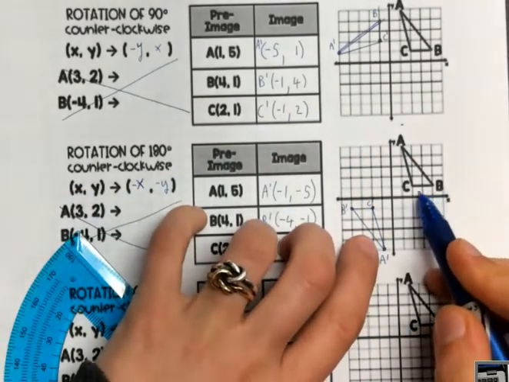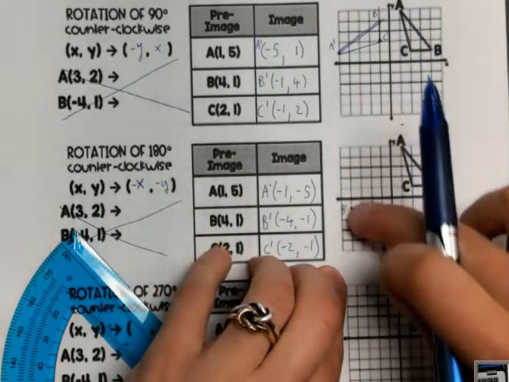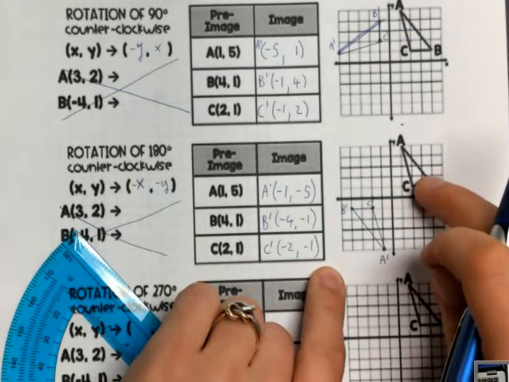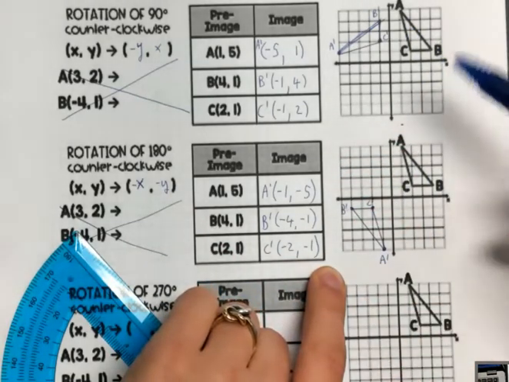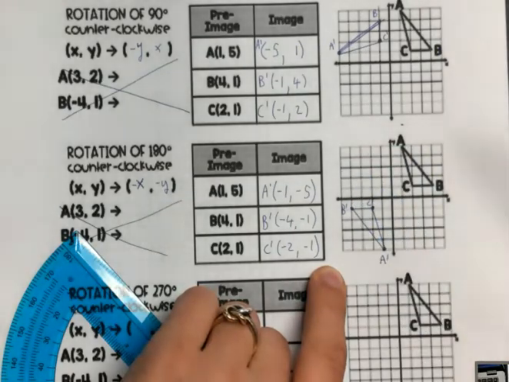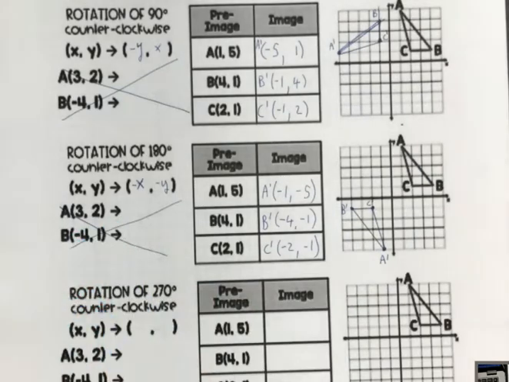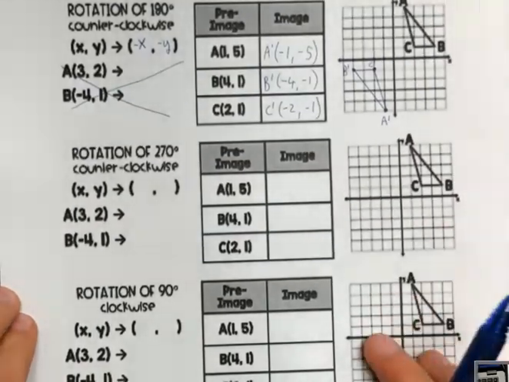And as we see, the basic shape of the triangle did not change. We just rotated it, right? So we rotated it 180 degrees. This would be 90 degrees, and here's 180 degrees. Moving right along. Next example.